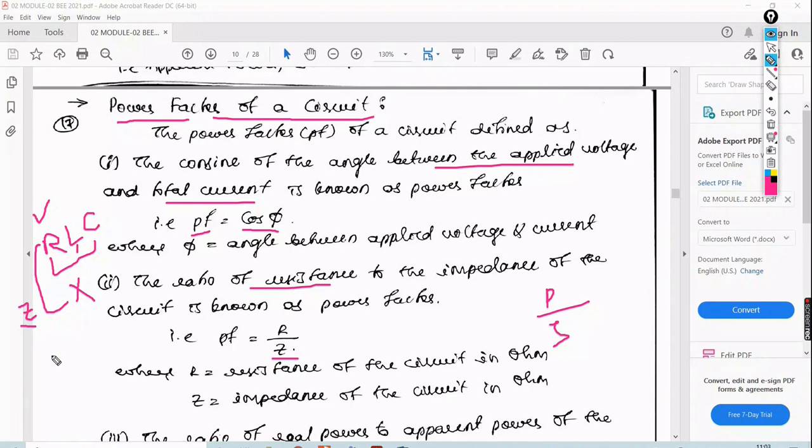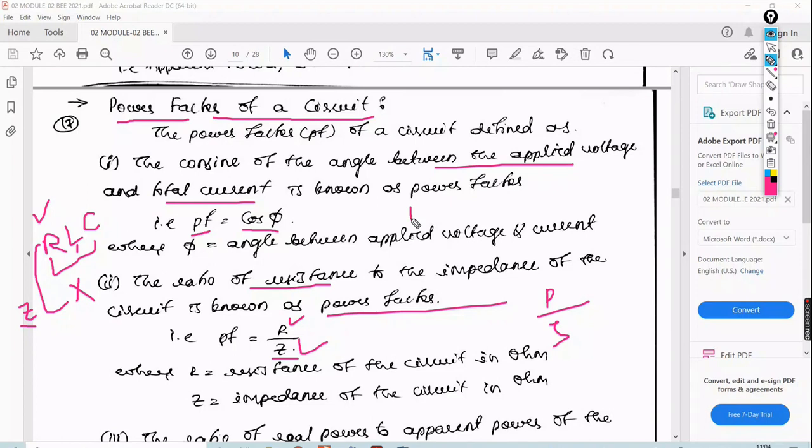That impedance will be represented by Z because the AC component has both resistance as well as reactance. So the power factor can also be defined in terms of resistance to impedance. The ratio of the resistance to the impedance is called the power factor. Remember this also, because in viva they might ask you.